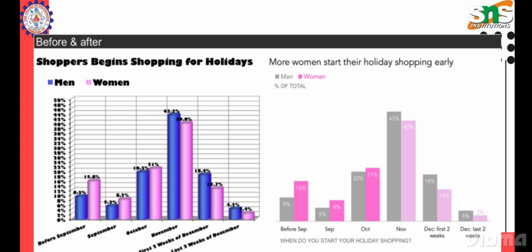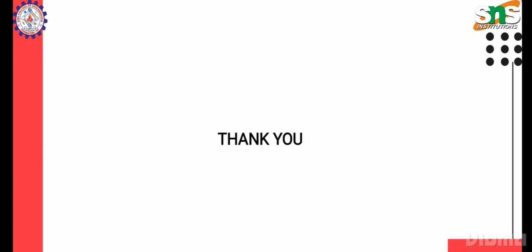So now the data looks good, so that we can easily identify it while visualizing it. It is so good and we can identify that before September, 16% of women had purchased earlier. So this is the way we have to declutter the data graph.